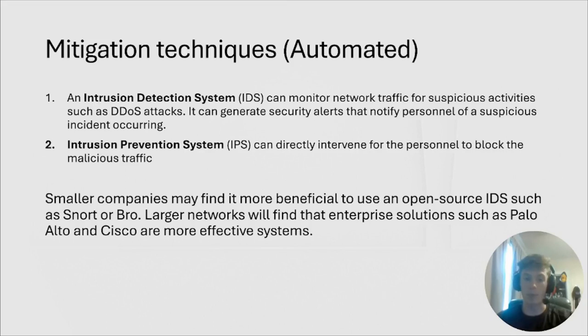So you could set how it intervenes, whether it's blocking certain ports, limiting the amount of traffic that's allowed to come in, maybe opening up another server. But an IPS is actually able to do something whenever an attack happens. Smaller companies may benefit from some open source IDSs or IPSs, such as Snort or Bro, while larger companies will be able to use products like Palo Alto and Cisco to actually intervene.